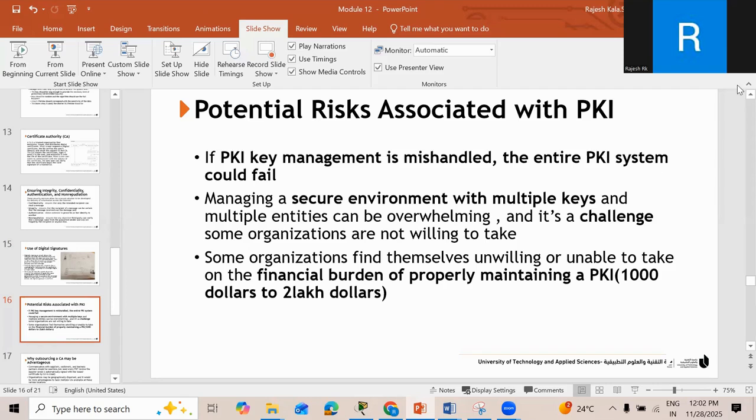So we need secure communication with multiple keys, because we are the one who distributes the keys, right? If the key PKI is compromised, the keys will be compromised and everyone will get the keys. And sometimes a financial burden will be there. For maintaining a public key infrastructure for a company, we need a minimum of $1,000 to a maximum of $2 lakh. So it's too costly for a particular company to keep a PKI on its own.